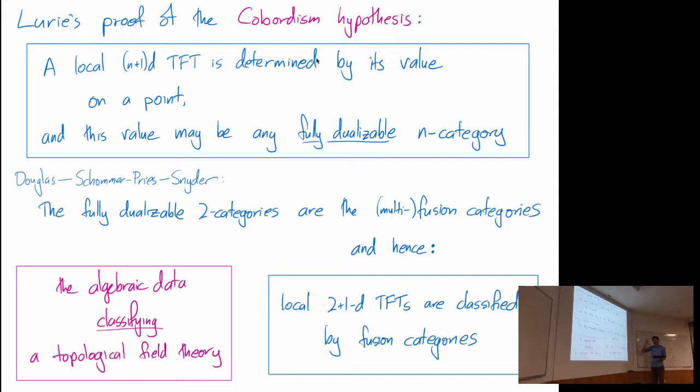Okay. Getting back to safer ground, slightly safer ground, Chris Douglas, Chris Schommer-Pries, and Noah Snyder, a while after Lurie, actually told us what fully dualizable means in some concrete sense at n equals 2, and they told us that the fully dualizable 2 categories are exactly the fusion categories, or maybe the multi-fusion categories, something that I omitted in the definition earlier.